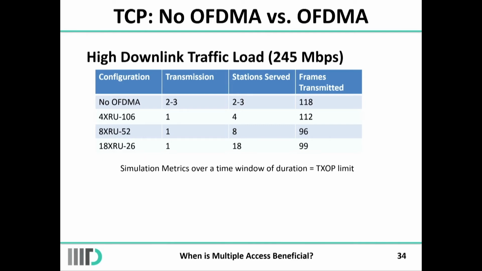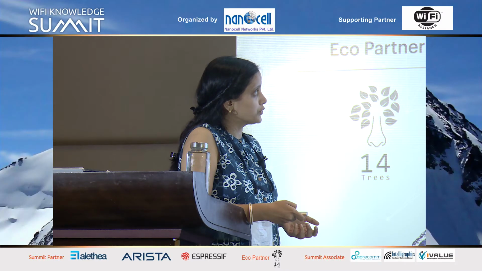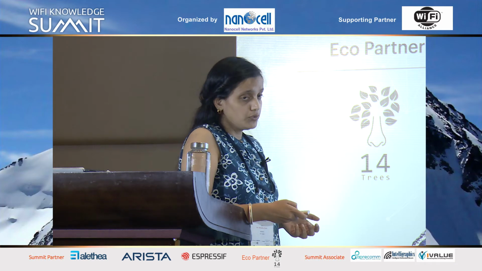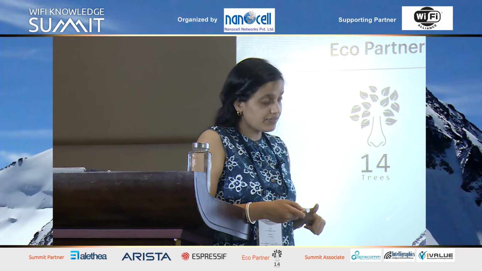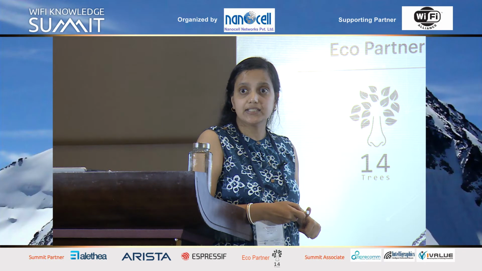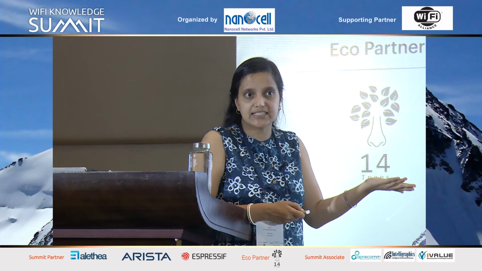This is again the simulation matrix, the table that we have created here. This is for high downlink traffic load: the total number of frames for non-OFDMA is higher, which is why the throughput did not see any benefit from OFDMA. And for intermediate traffic load everybody was 82, which is the reason everybody saw similar throughput. We also found out, for TCP, that for high traffic load about 85% of frames faced collisions. Why did they face collisions? Because for non-OFDMA you do not have the uplink support for sending the TCP acknowledgements, right.